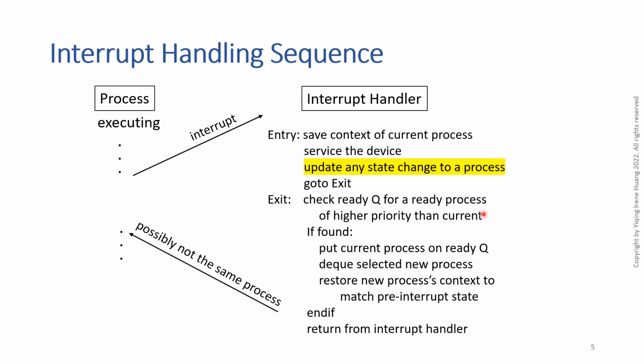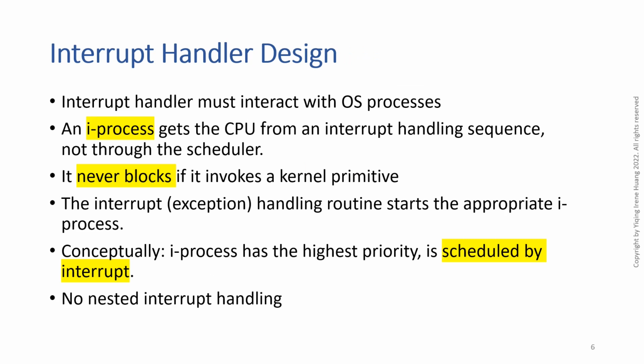When we exit, we check the ready queue for a ready process of higher priority than the current one. If there's a process that has become ready and has higher priority than the current process, which is the interrupted process, then we put the current process on the ready queue. Then we dequeue the selected new process, and we restore the context of the new process to match the pre-interrupt state. Then we return from the interrupt handler. So when we return, possibly we're not in the same process. We can see the interrupt handler must interact with OS processes.